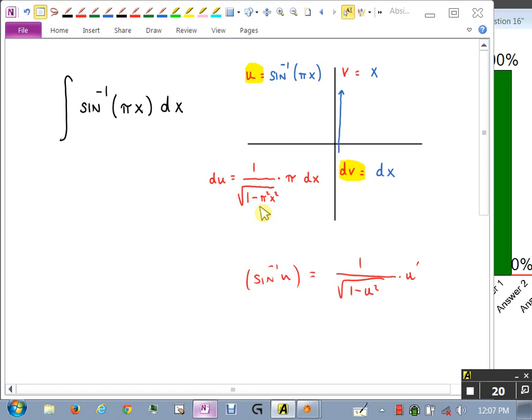You have u du there. So you'll be able to do basic substitution on this. So this is going to work. But let's just go through it, all right?